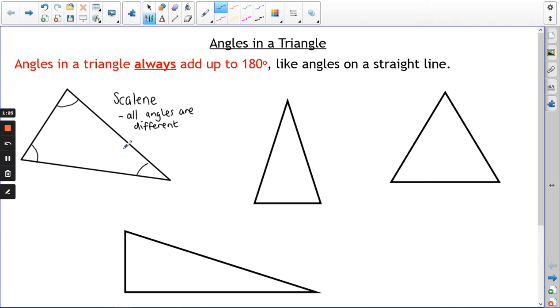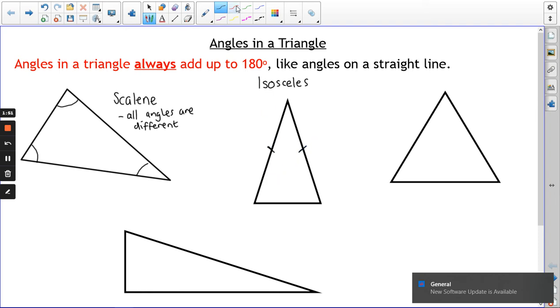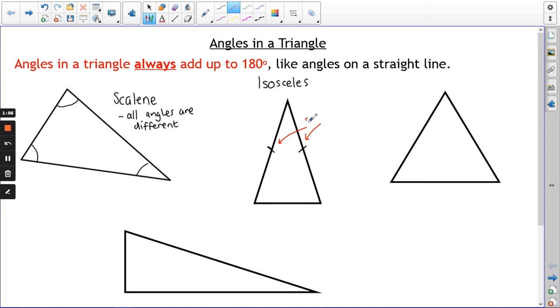Now the next triangle is a special one. It's called an isosceles triangle. Before you draw it, let me explain what it is. It's a triangle where it's got a line of symmetry down the middle. What I mean is the long side down the left is exactly the same as the long side down the right. To show they're the same, we put a little dash on them. That means they're the same length. So I'll label them there, same length.